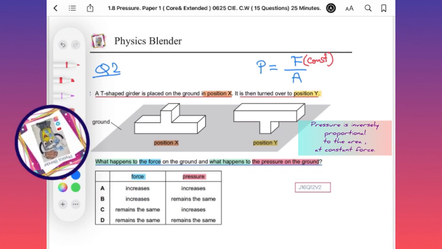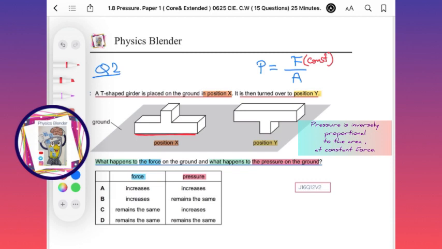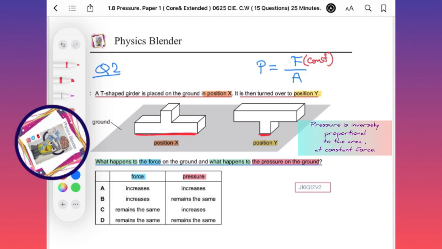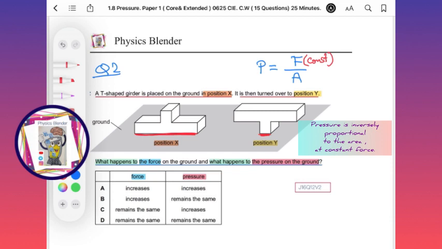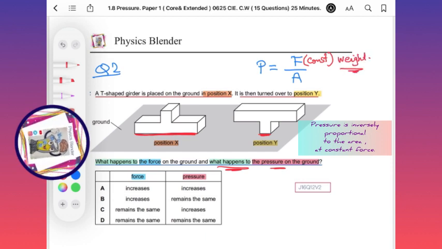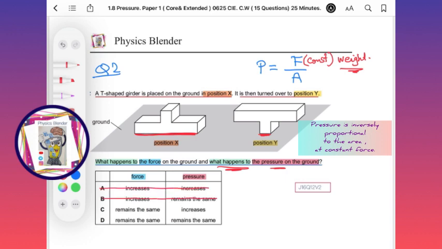In position X, the base area is large, but in position Y, the base area is small. The question is asking what happens to the force on the ground and what happens to the pressure on the ground. The force here is constant. Why? The force here is representing the weight of the girder. The weight is constant. We are talking about the same object. So you have to exclude A and B. You have to choose between C and D.